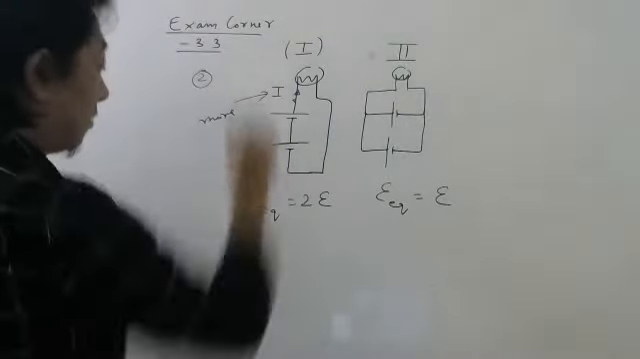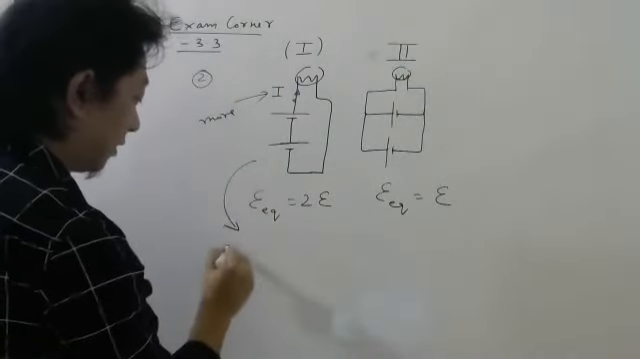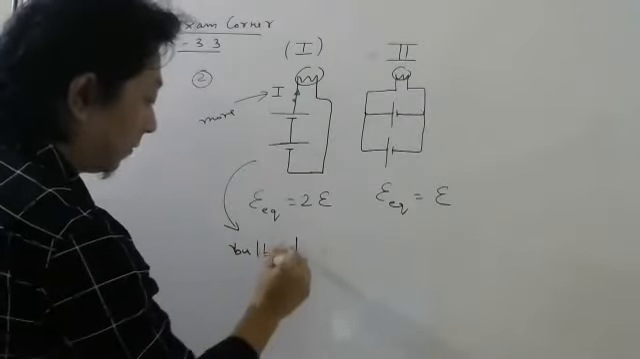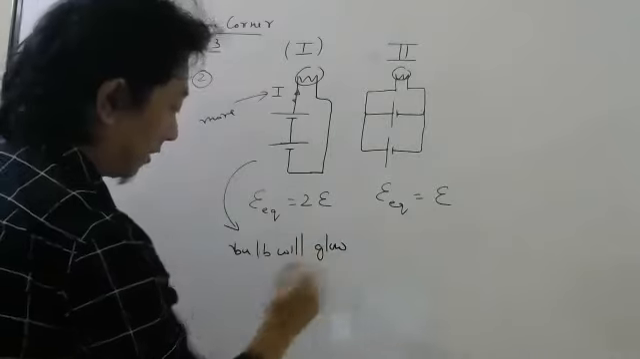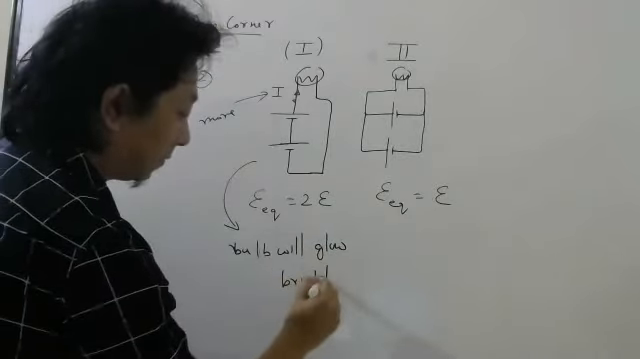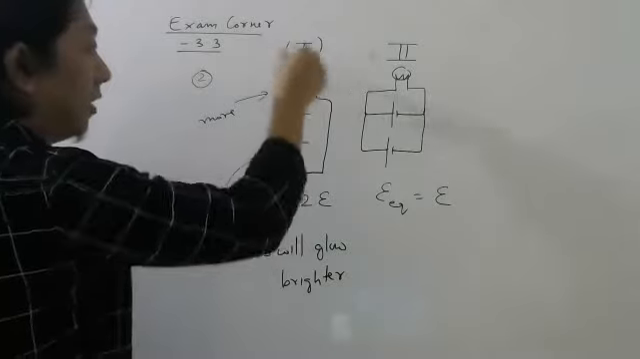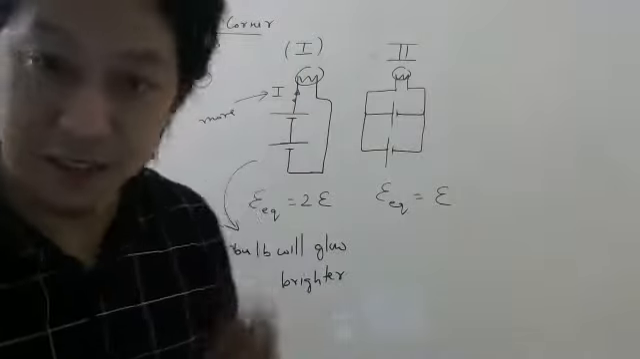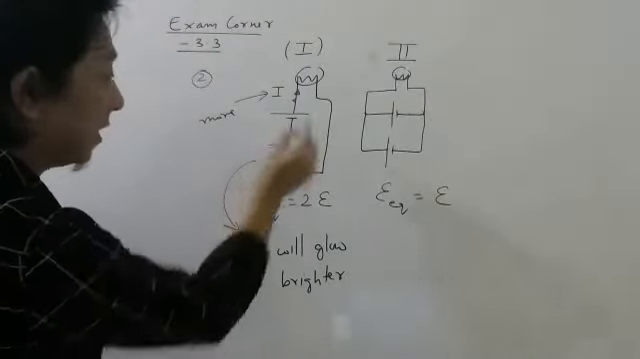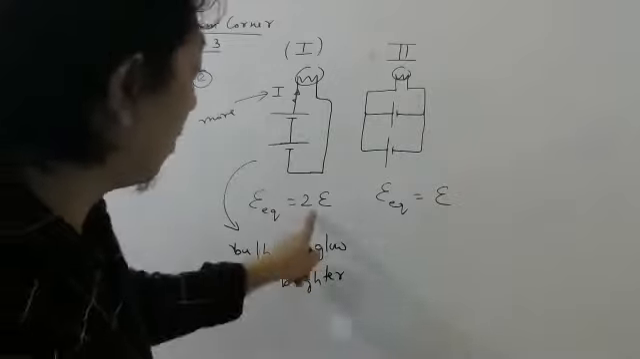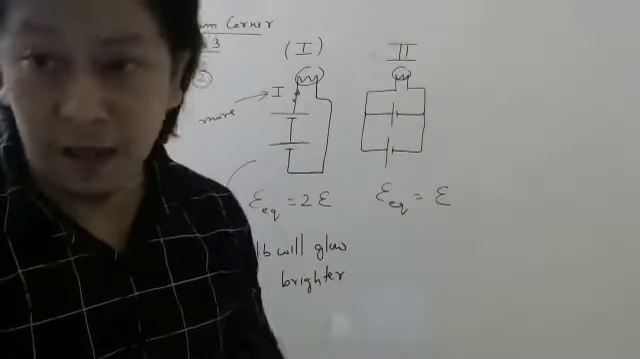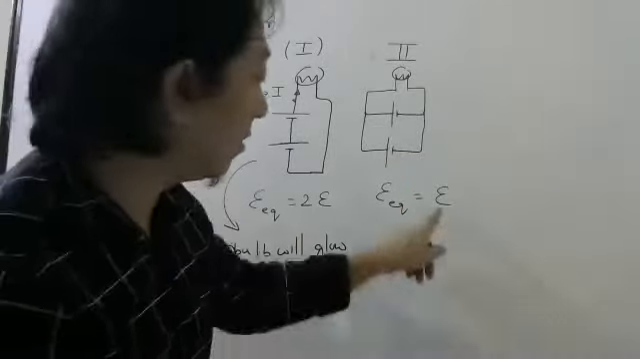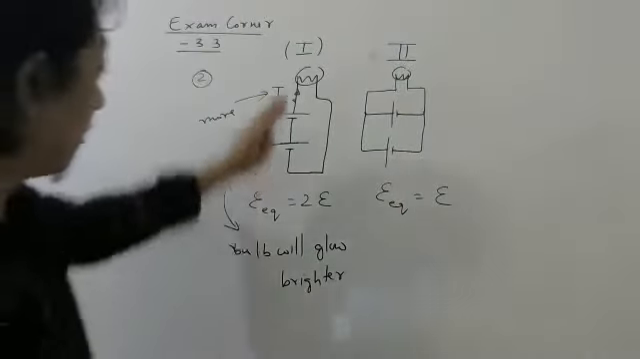So the advantage of this is the bulb will glow brighter because more current will flow. If more current will flow here, more power will be consumed by this resistor compared to this resistor. Understanding or not? Because here the cells are in series, so total EMF will be 2E. Here it is in parallel, I am assuming identical EMF, so E in parallel will give you E only. So this is the advantage of this one.